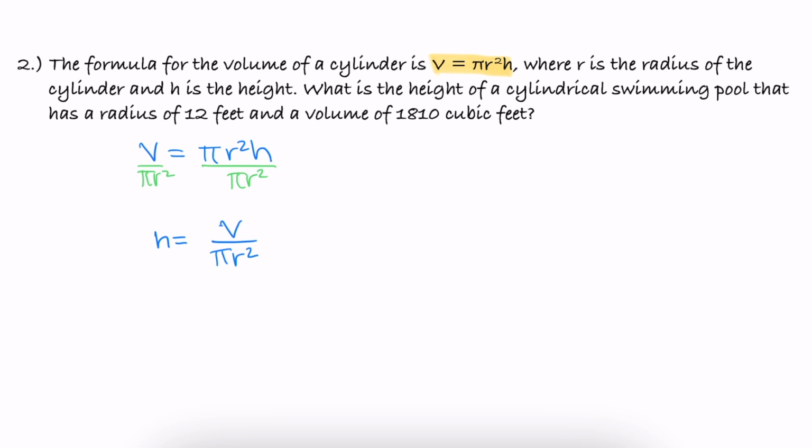And now we're given that the radius is 12 feet and the volume is 1810 cubic feet. So I'm just going to substitute those values. That's all it is. So h is equal to the volume, so 1810 over pi, and the radius is 12 squared. Now that, if you multiply it out, put it into a calculator, whatever you want, is going to give you a height of 4 feet.